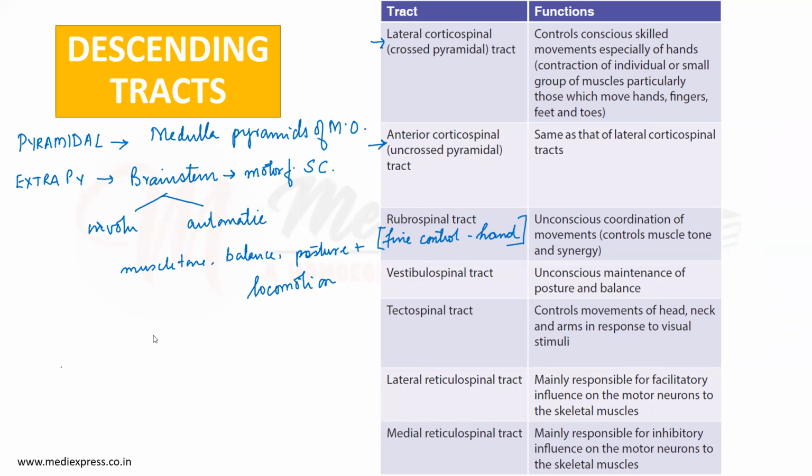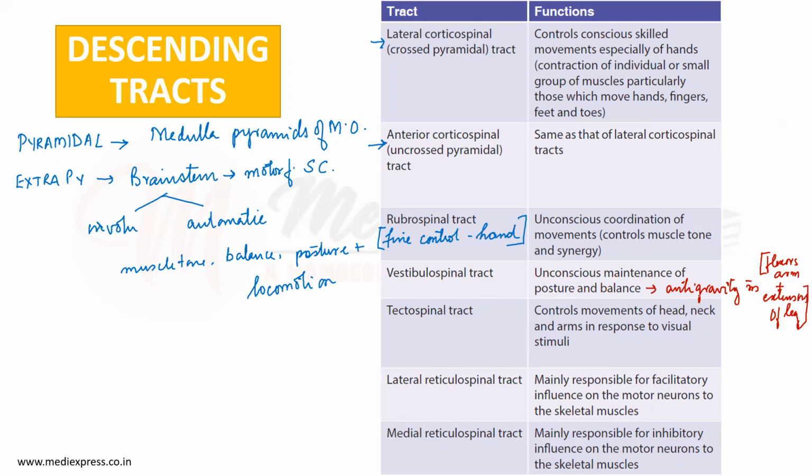Next one, coming to the vestibulospinal tract. Now, this helps in the unconscious maintenance of the posture and balance. Remember, this innervates the anti-gravity muscles. Now, what are the anti-gravity muscles? They are the flexors of arms and extensors of leg. This is what happens. The vestibulospinal tract helps in the unconscious maintenance of the posture and balance by innervating the anti-gravity muscles.